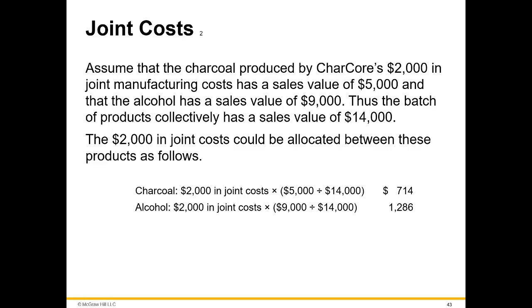So let's look at this. There are two products, right? Charcoal and alcohol. Charcoal, produced by Char-Cor's $2,000 in joint manufacturing costs, has a sales value of $5,000, and the alcohol has a sales value of $9,000, for a combined value of $14,000. So how do we allocate these $2,000? Well, according to relative sales value. So $5,000 of the $14,000 value, that percentage would be applied to charcoal, and alcohol's percentage would be applied to alcohol. And so you can see how those costs are allocated.